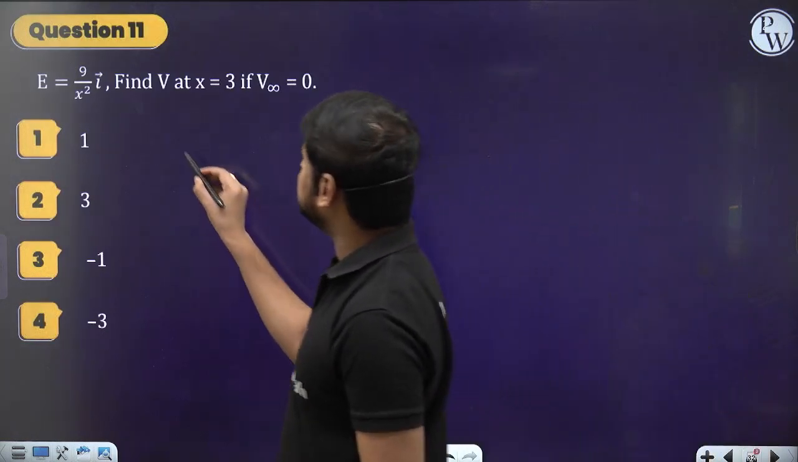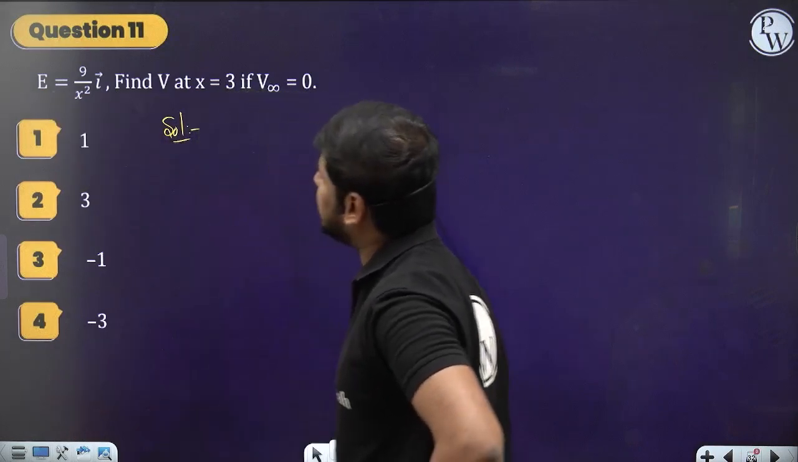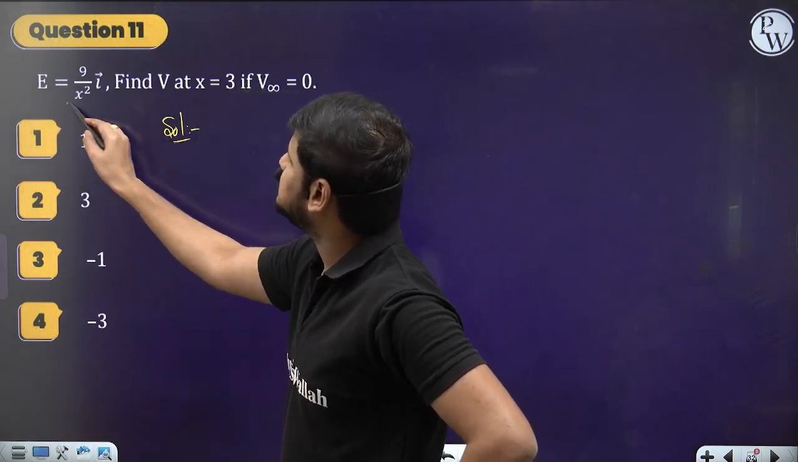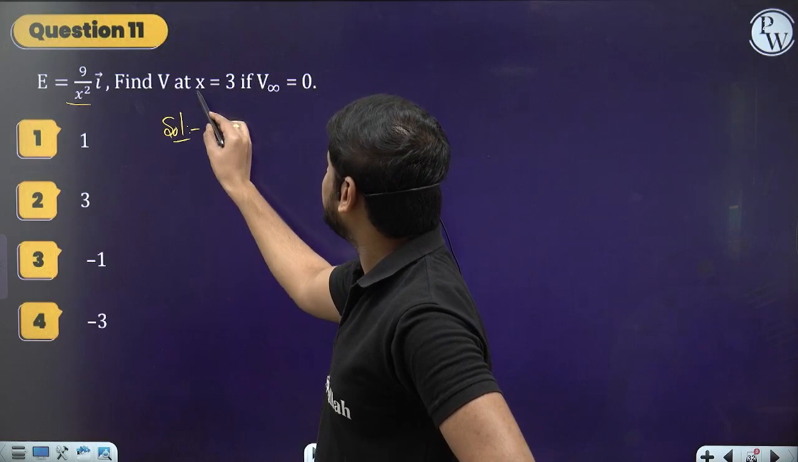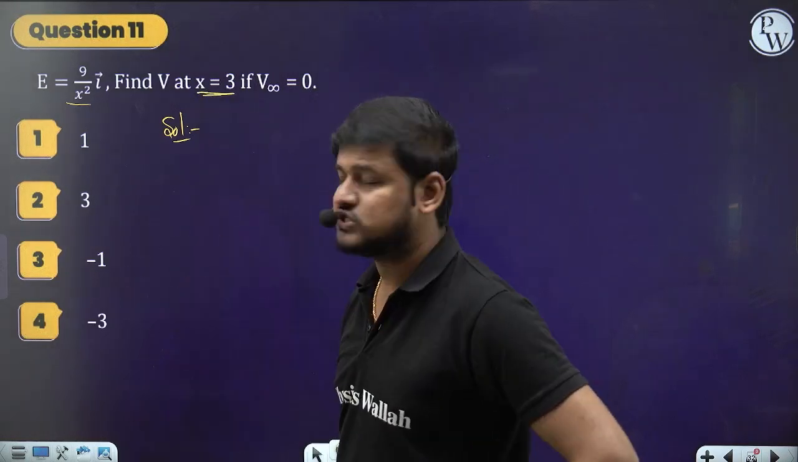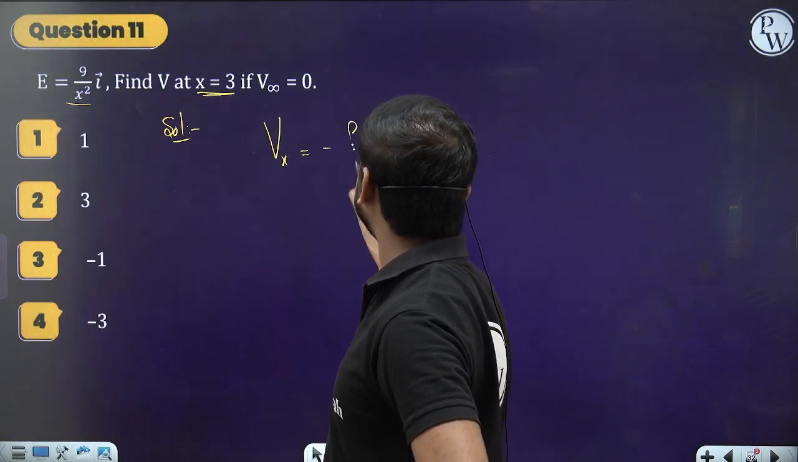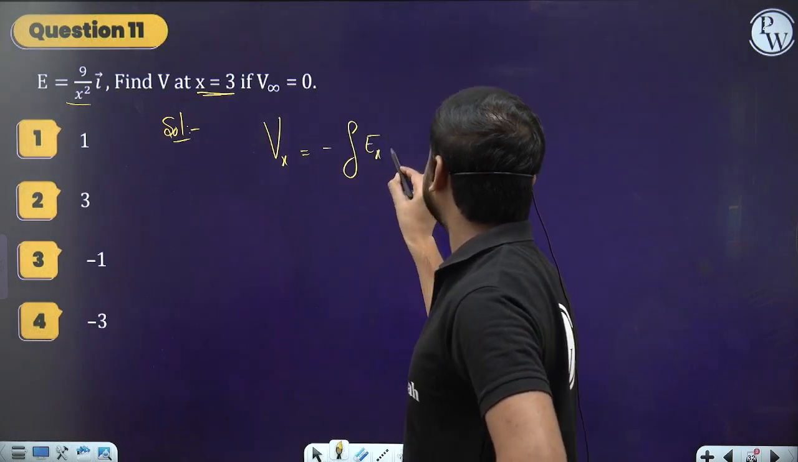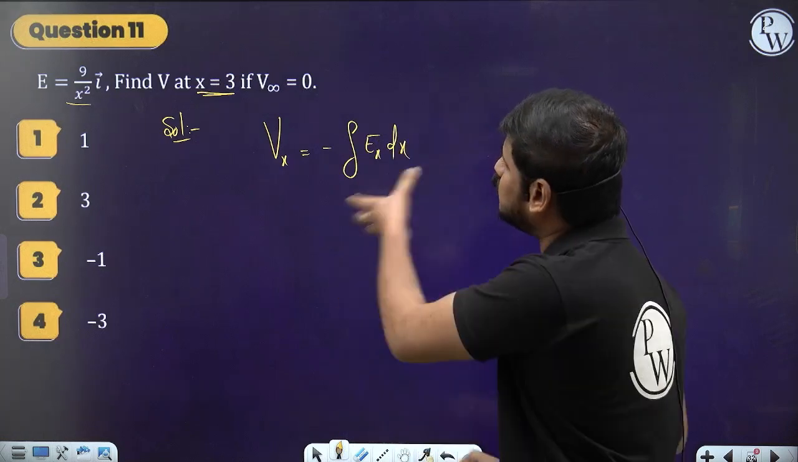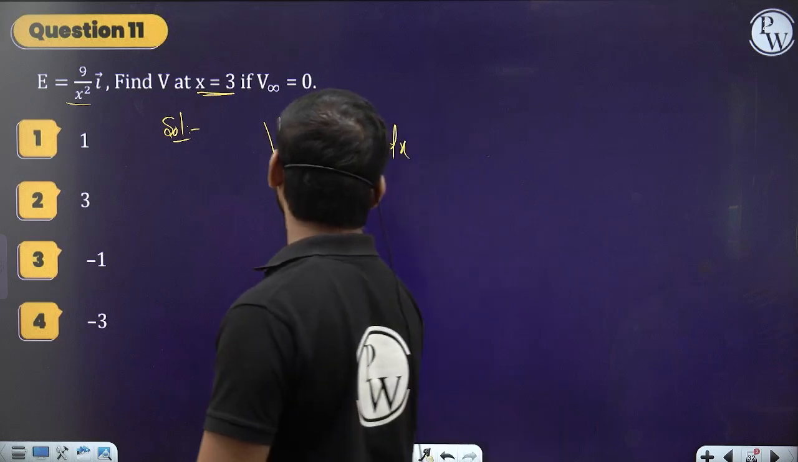So what does the question say? The gravitational field is given as 9 by x square i cap. That means it is given only in the x direction. Now we have to find the gravitational potential at x equals 3. So first, the gravitational potential in the x direction is minus integration of Ex dx. There is no y term, so no need to take it, because if you take it, it will also be 0. Okay, so minus I can write.